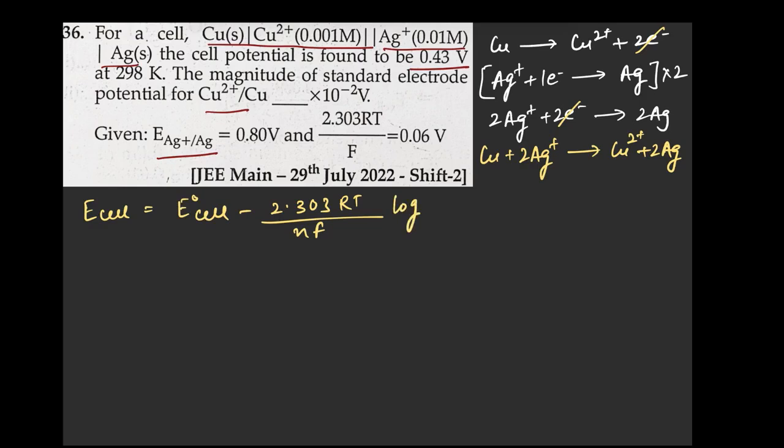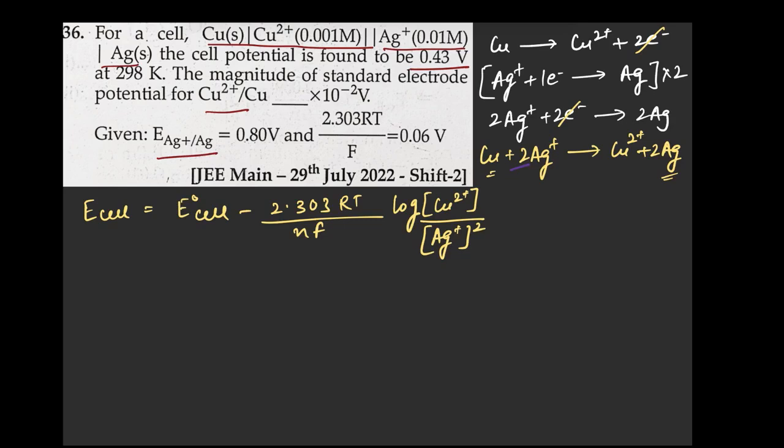Now concentration of the ions present in the solution. See, metallic silver and metallic copper, the concentration is taken as 1. So this becomes log of ions present in the product, that is Cu2 plus ion, concentration of Cu2 plus ions, and concentration of silver ions, and it will be raised to the power 2. What is 2? 2 is the stoichiometric coefficient of silver ion in the redox reaction.